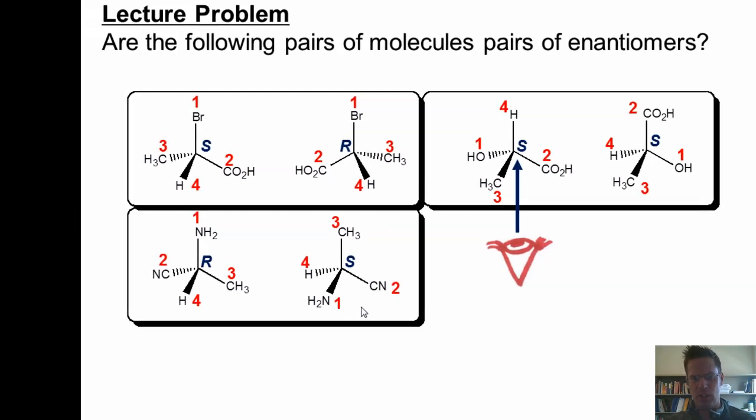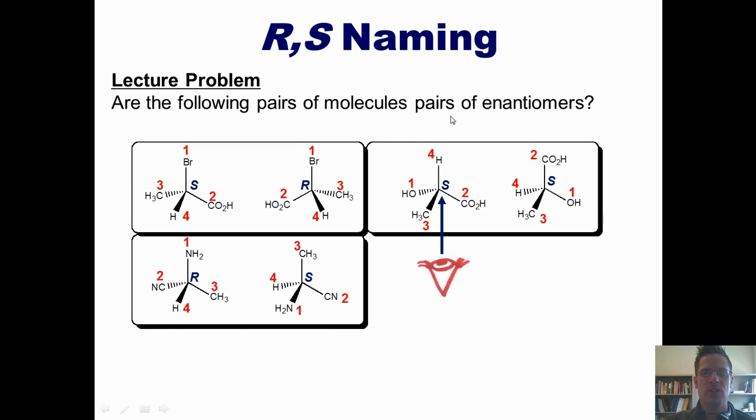Now, the original question asks us, are the following pairs of molecules enantiomers? You'll note that the molecules up here in the upper left-hand corner look exactly the same. That is, they each have a carbon that's bonded to a bromine, a methyl, a CO2H, and an H. Except one of them is S and the other is R. What I want to tell you is this. If I have two molecules that look otherwise identical, but one of them is S and the other is R, then they are enantiomers.